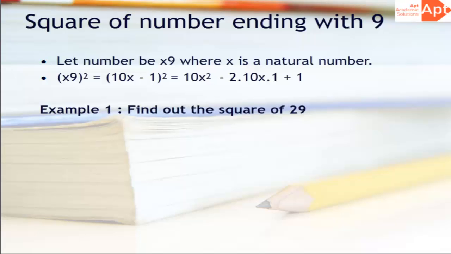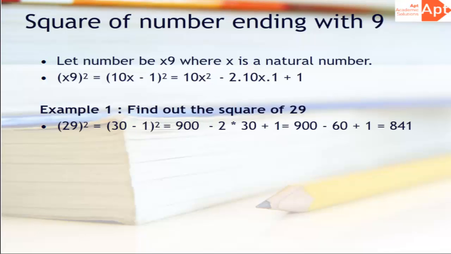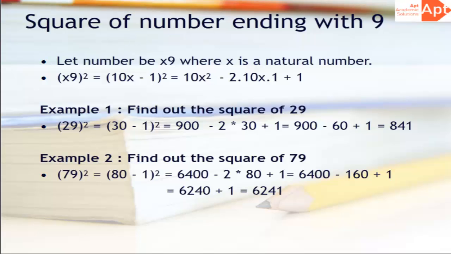Here we are using the algebraic formula, that is (a minus b) whole square is equal to a square minus 2ab plus b square. Okay. For instance, suppose there is a number which is represented by x9 where x is any natural number. It may be 1, 2, 3, any number. So if you have to find the square of x9, then we can write simply x9 as 10x minus 1 whole square. So this becomes our a square, this becomes 2ab and this is going to be b square.